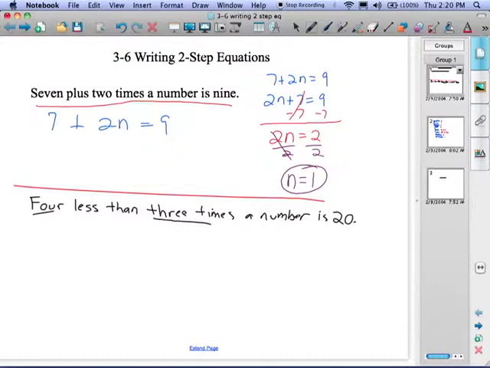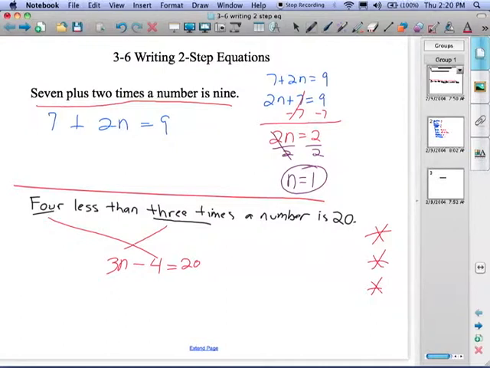We actually write 3n minus 4. 4 less than 3 times a number, that's what 4 less than 3 times a number looks like. Very, very important is 20. This is a very important example. Please, please, please pay close attention to these when you see them on your work tonight.